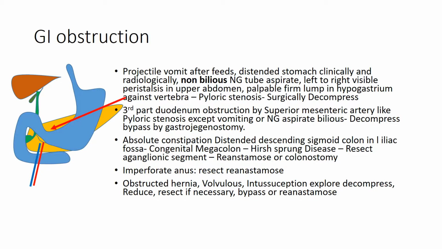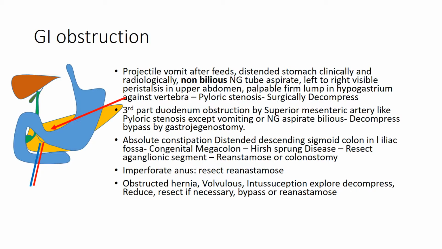In the third part of the duodenum, obstruction by the superior mesenteric artery is like pyloric stenosis. So everything is like pyloric stenosis except the nasogastric aspirate will yield bilious content. So you have to decompress or bypass by gastrojejunostomy.